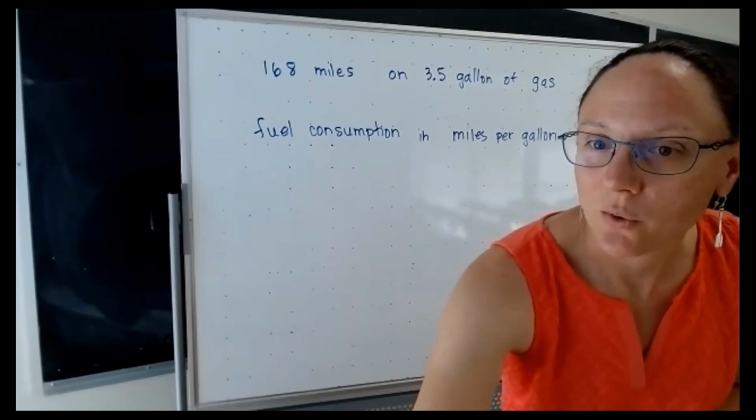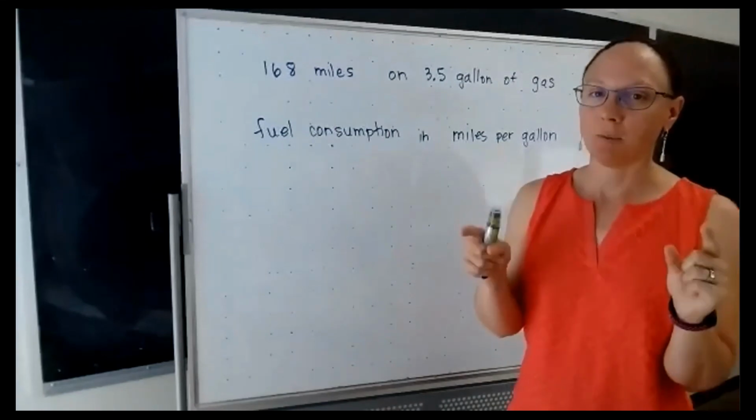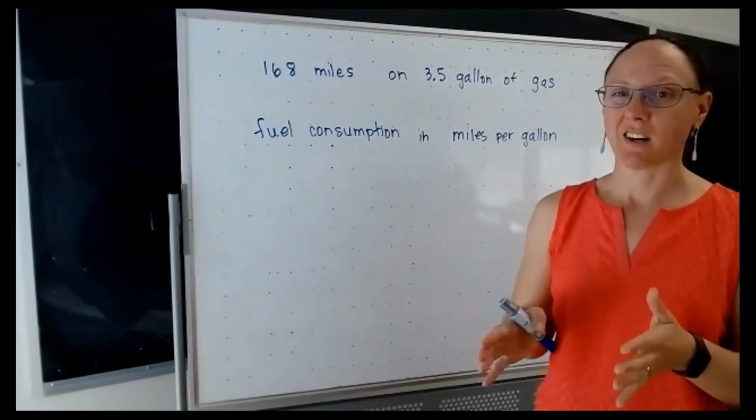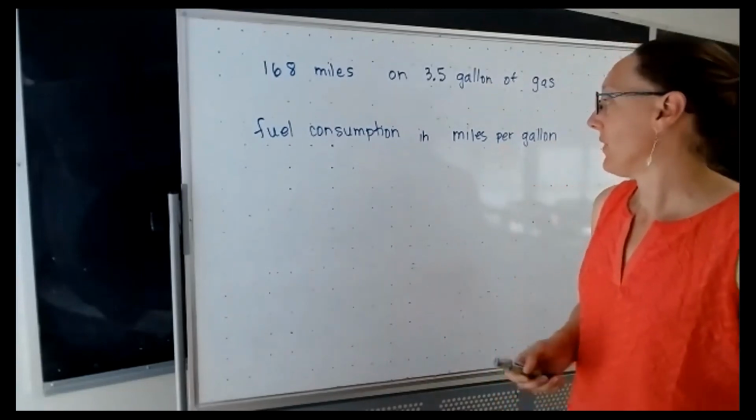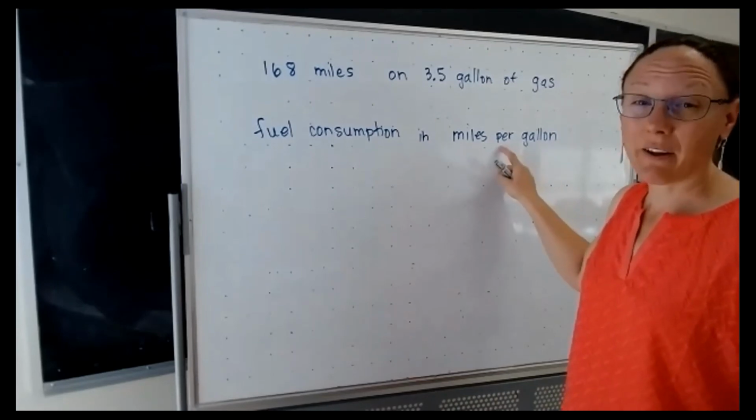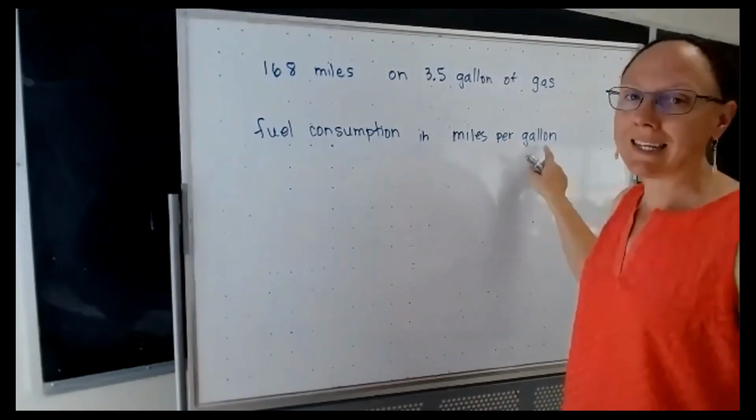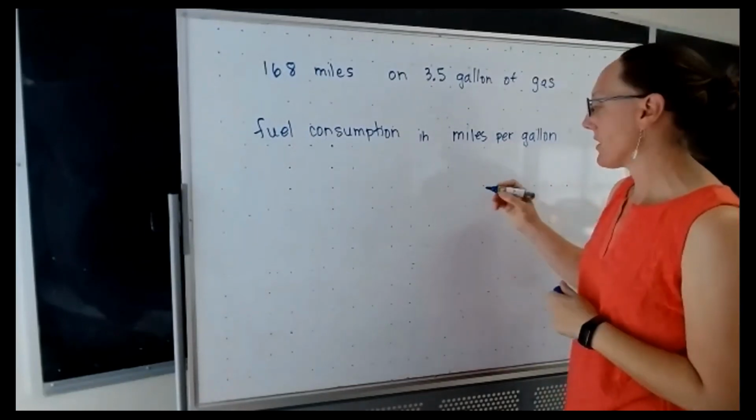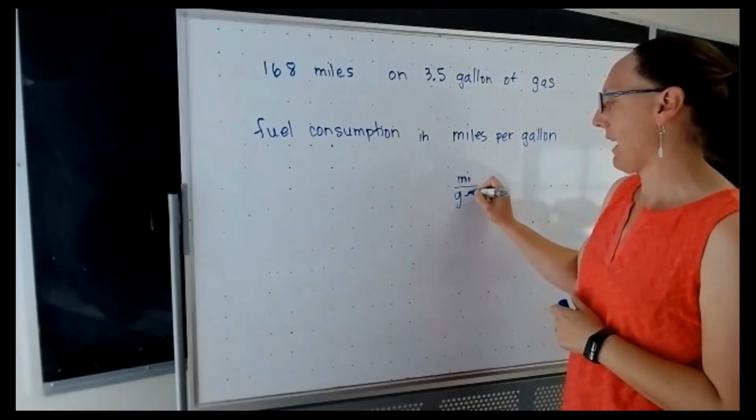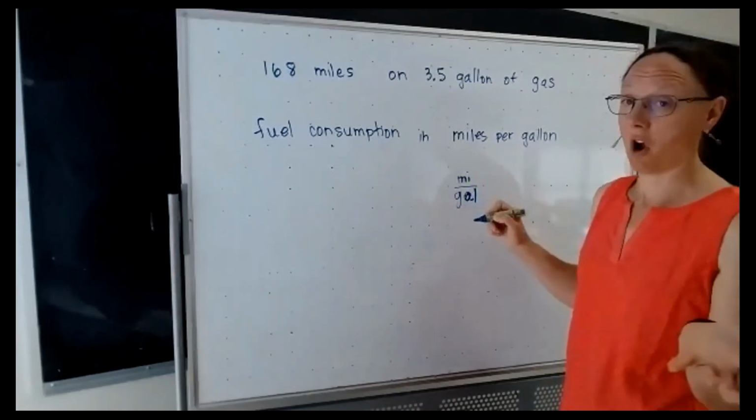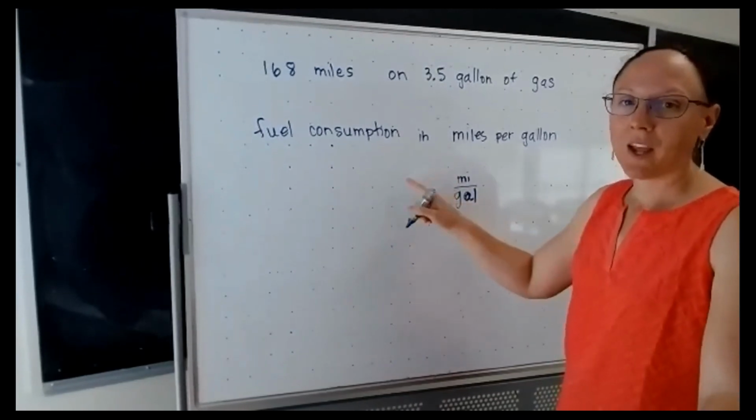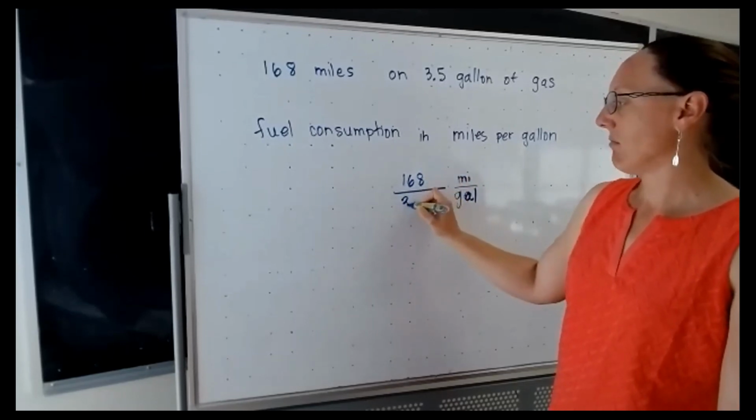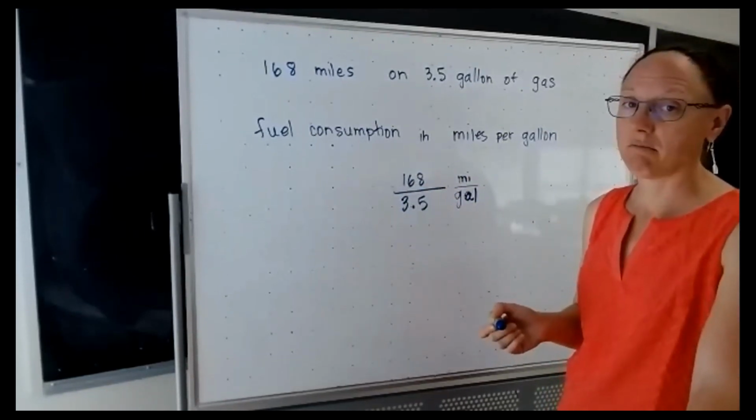And there's a note on there. The computer just wants the number. The units are going to be miles per gallon, but the computer just wants this as a number. Well, if I need miles per gallon, that statement of per means that whatever comes right after the per is what goes in the denominator. So I need this to be miles on top and gallons on the bottom. Gallons, not gels, gallons on the bottom. So I've got 168 miles over 3.5 gallons.